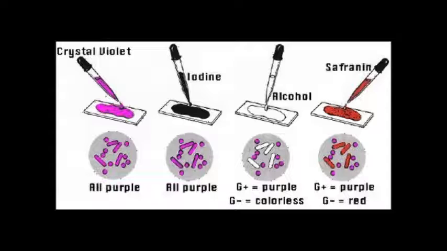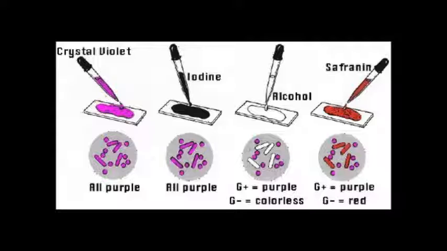At this point, you would get alcohol and only add 2 to 3 drops of alcohol. When you do this, you need to wash it immediately. The reason why you do the alcohol, what I was saying earlier about the gram-positive having the thick peptidoglycan wall, is that the alcohol won't penetrate the gram-positive wall. It's too thick.